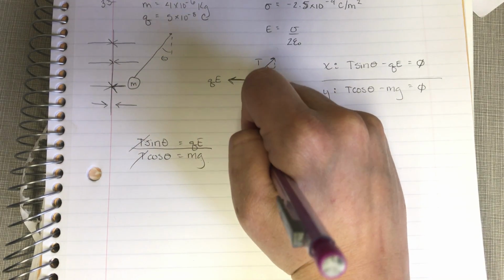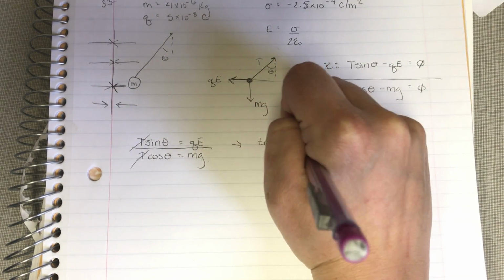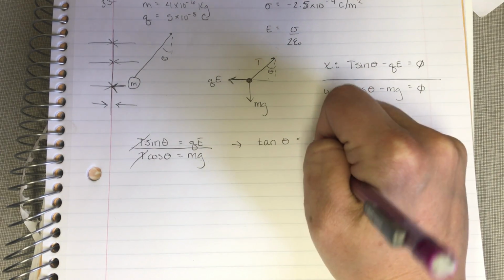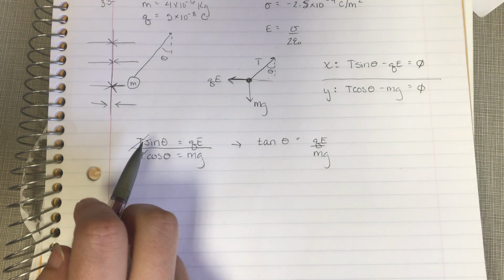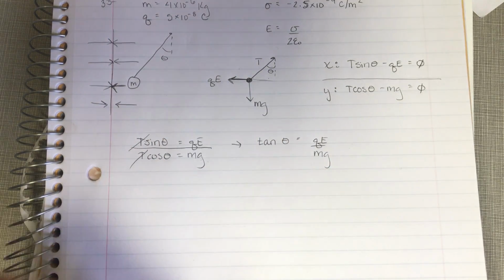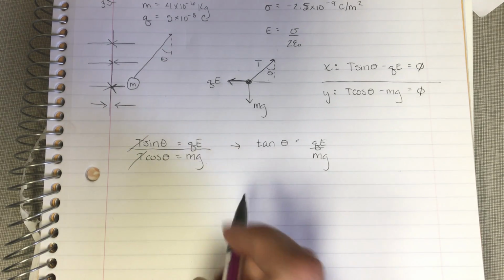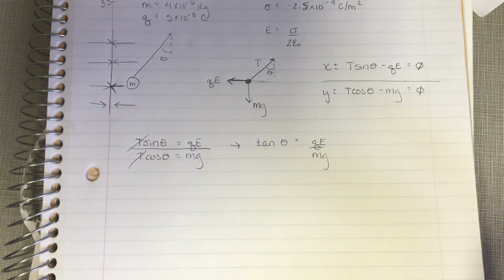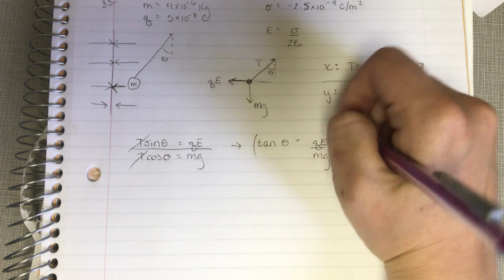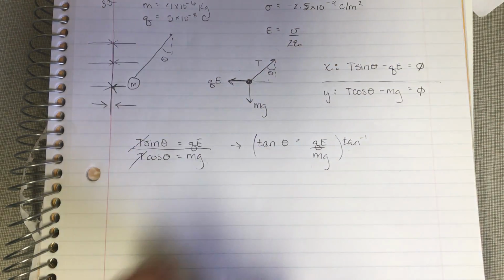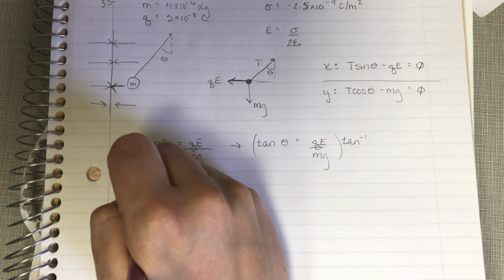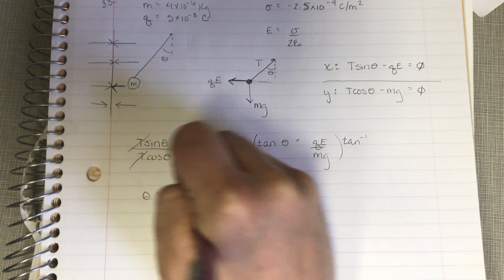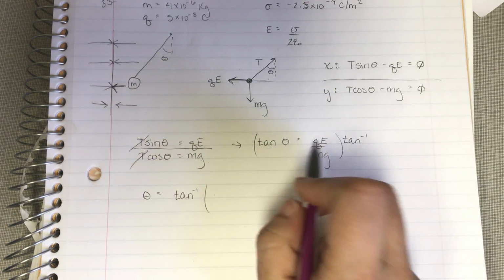Sine over cosine is tangent of theta is equal to QE over mg. And if you don't believe me that this is legit, you are welcome to solve for T and plug it into the other equation and work it out that way. Alright, so we're looking for the angle. To get rid of a tangent, we take the inverse tangent of both sides. The inverse tangent of a tangent is just my angle. Theta is equal to the inverse tangent of QE over mg.